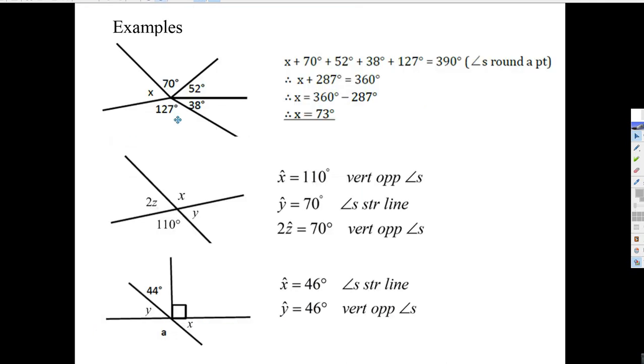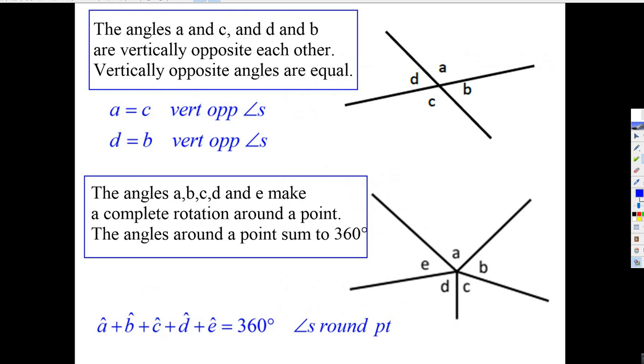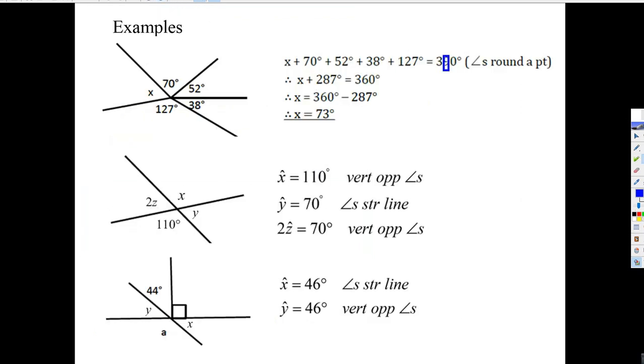Let's take a look at it. Well, what are we going to do to find this angle X? We know that's 70 and 52 and 38 and 127. All we've got to do is add all these up. There's a little typo there. I'm going to have to change that. Whoops, hit the wrong button. That doesn't add up to 390 degrees, does it? It adds up to 360 degrees.